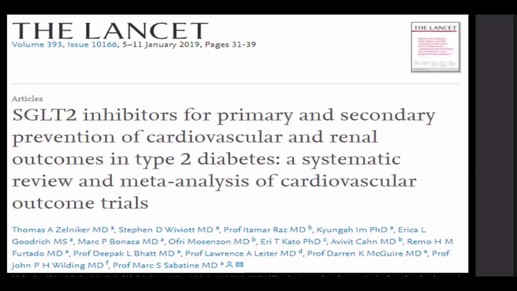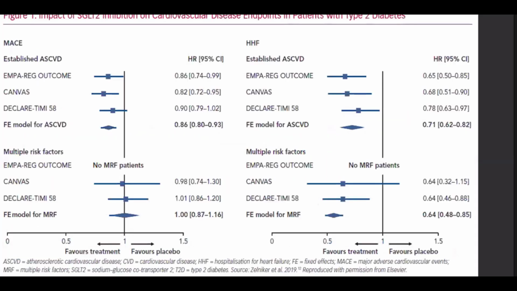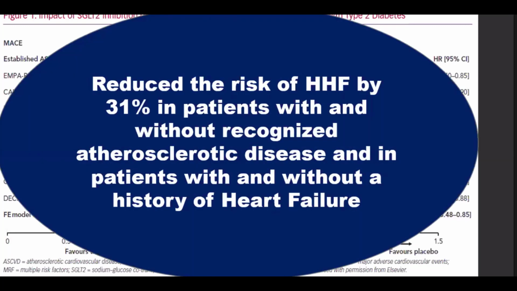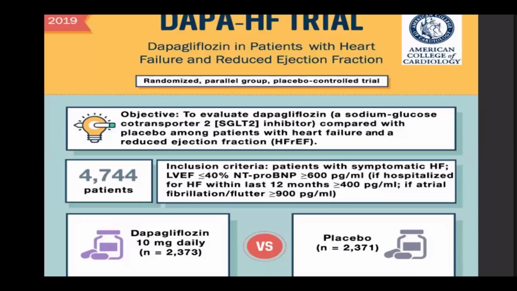This is a meta-analysis which was published in the Lancet, and the trials that I have just named. This is a diagram from the meta-analysis, and I will just go through the punchline. It results in a reduction in heart failure hospitalization by 31% in patients with and without recognized atherosclerotic disease, and in patients with and without a history of heart failure. So whether you have heart failure or you do not have heart failure, there was a risk reduction in heart failure by 31%, which is a great percentage.